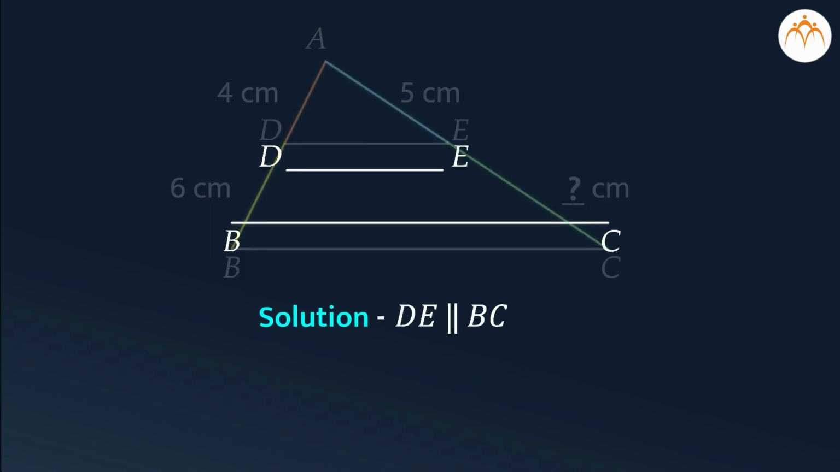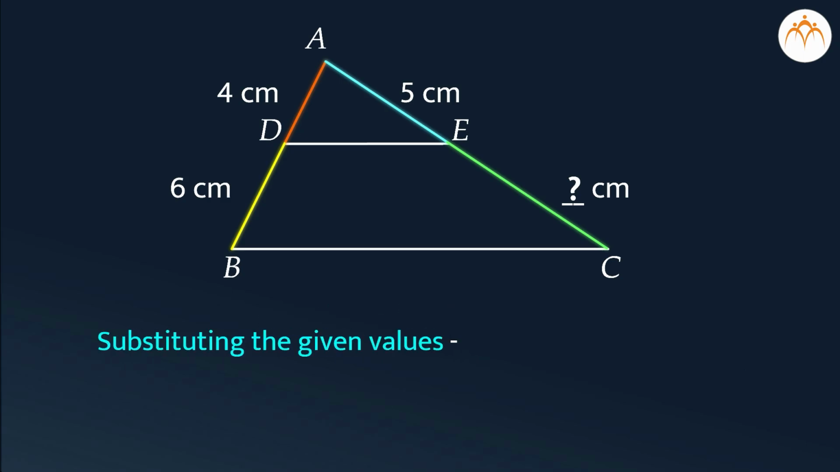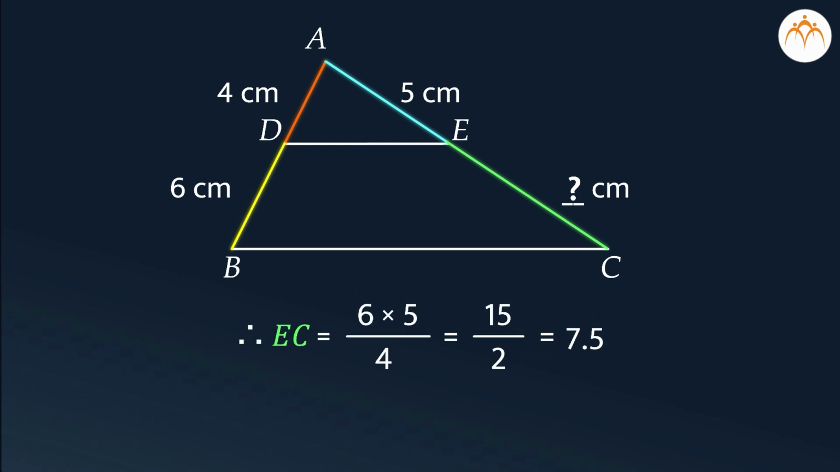Solution: DE is parallel to BC. Therefore, AD upon DB is equal to AE upon EC, as per the basic proportionality theorem. Substituting the given values, 4 upon 6 is equal to 5 upon EC. Therefore, EC is equal to 6 into 5 upon 4, equal to 15 upon 2, equal to 7.5. Therefore, length of EC is 7.5 centimeters.